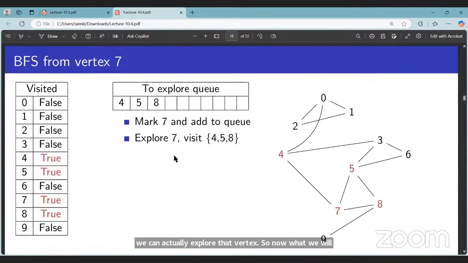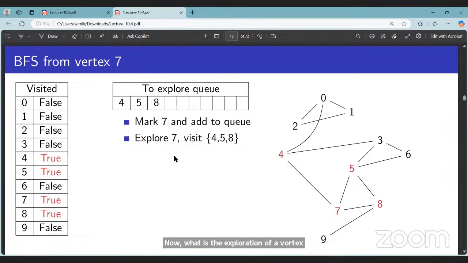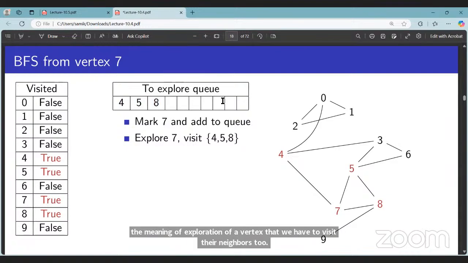Now the next step will be, we will explore 7. What does exploration of a vertex mean? We have to visit its neighbors. So what are the neighbors of 7? 4, 5 and 8 are neighbors of 7. So now we will change the status of 4, 5 and 8 from false to true, and add all these vertices into our queue for exploration, because these are visited vertices which haven't been explored. The meaning of exploration of a vertex is that we have to visit their neighbors too. So here we will add 4, 5 and 8 into our queue for exploration.